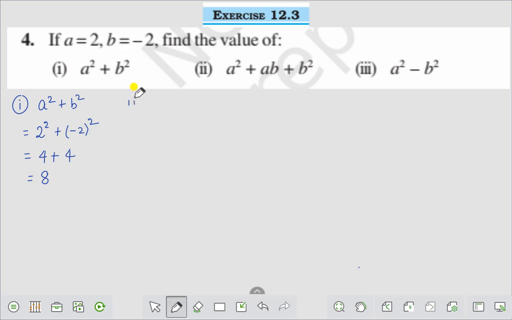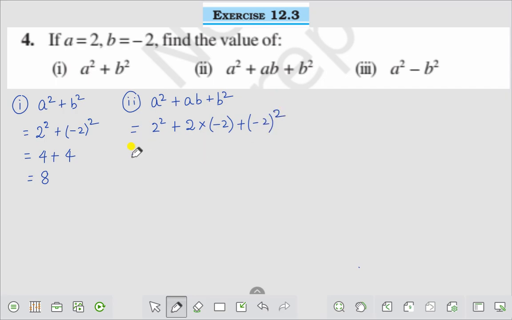Question number 2 is a square plus ab plus b square. Therefore it is equal to, a means 2, that is 2 square, plus a is 2 and b is minus 2, plus b is minus 2, whole square.